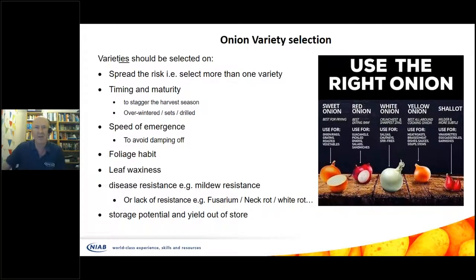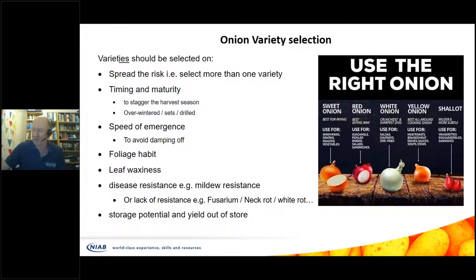So onion variety selection, as the screen says, use the right onion. I think that was for cooking, but it was something I could find on the internet. It's not just about choosing the best variety. It's always a good idea to spread the risk, so select more than one variety and look at the timings of those, when they're going to mature, to stagger your harvest season. That may even include overwintered onions and sets, to really spread the season to its maximum.